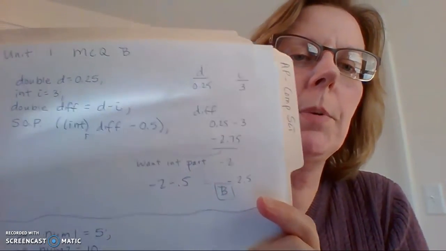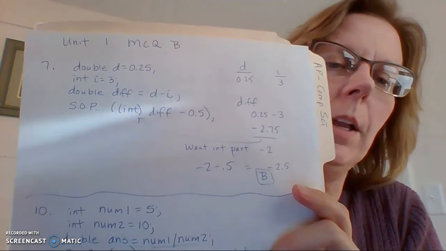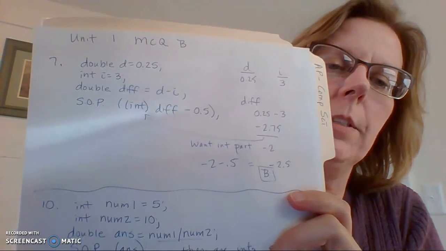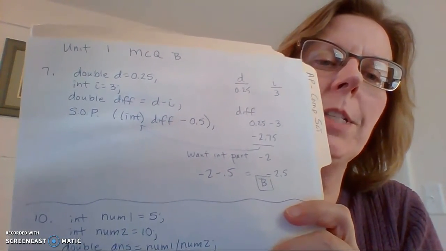Welcome back, AP people. This is a multiple choice question for Unit 1, Part B. Again, there were 4 questions that several of you struggled with, so I'm just going to go through these real quick. The first one was number 7.